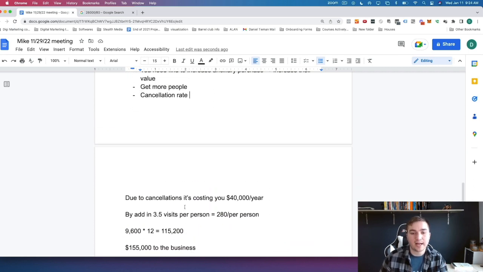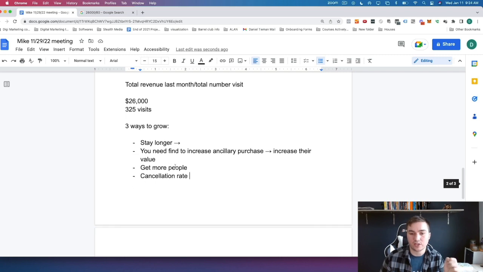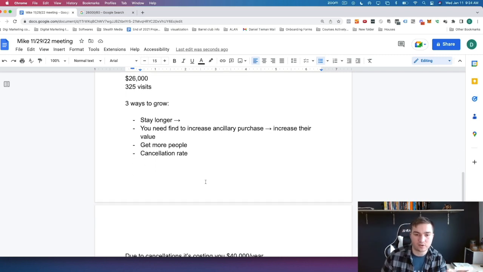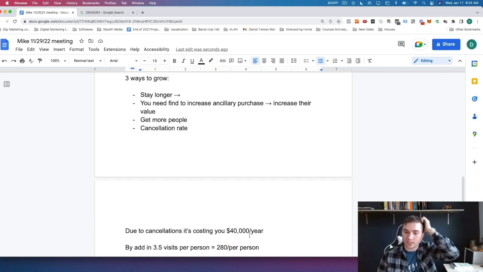So he had a high cancellation rate. He was getting a ton of people to cancel. This is a medical office, right? So his cancellation rate was costing him about 40 grand a year in revenue. He was giving someone's salary worth of cancellations. So I would be focusing on lowering our cancellation rate.